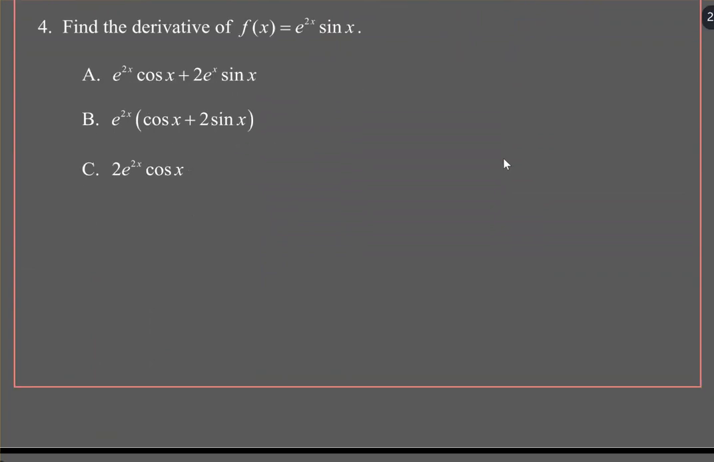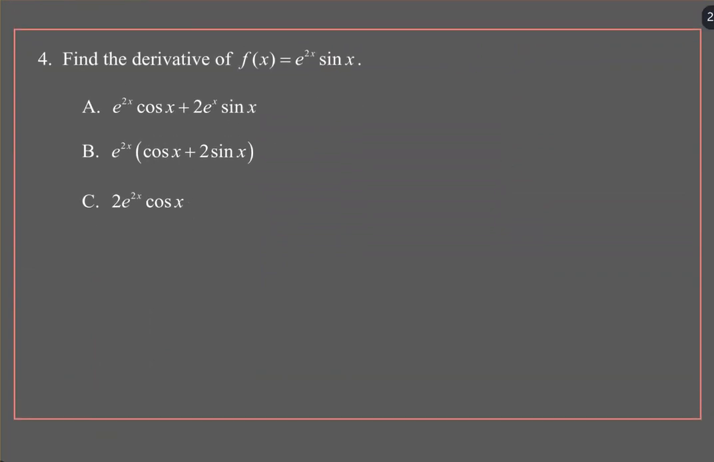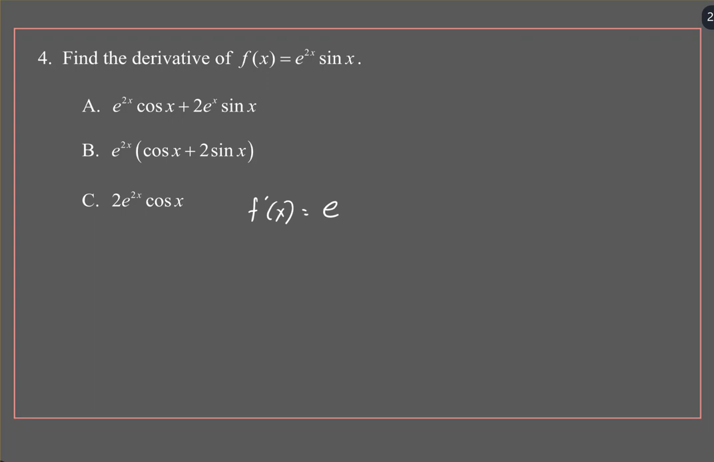So here I notice that I have a product rule and I have a chain rule inside it. So if I'm going to find f prime of x, then I'll do this one out a little bit. I think I'm going to need a little more room here. So here's f prime of x, and I'm going to take the derivative of the first multiplied by the second plus the first multiplied by the second, right? So I would do something like that.